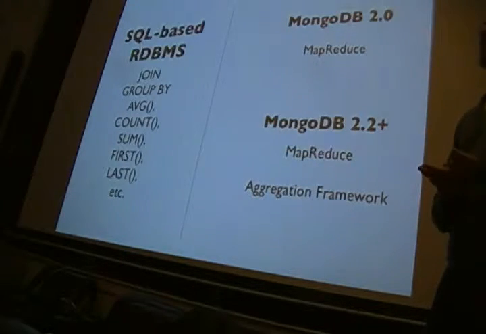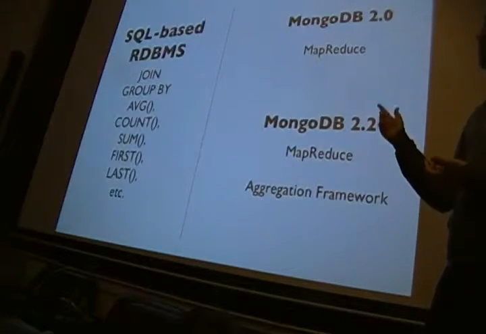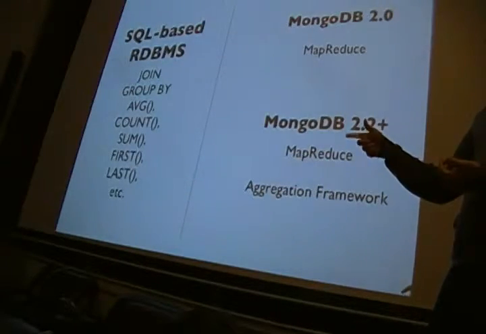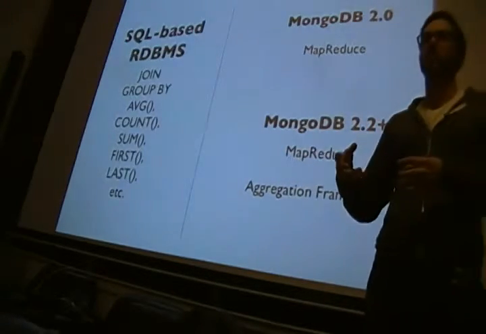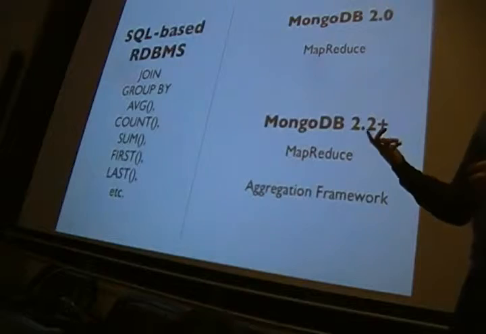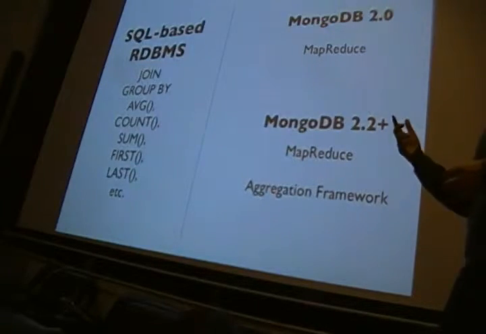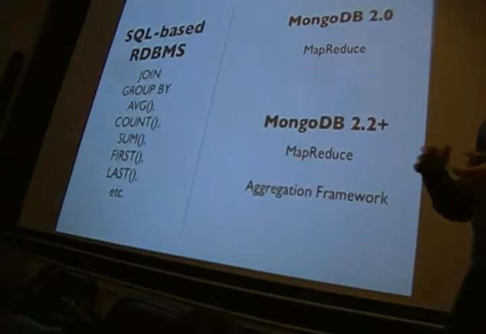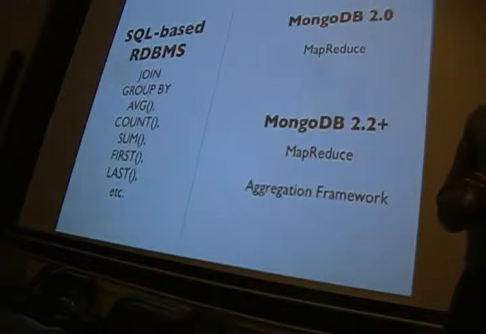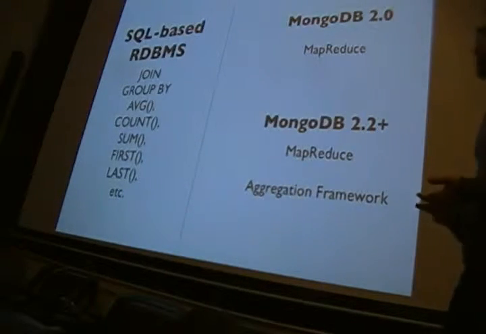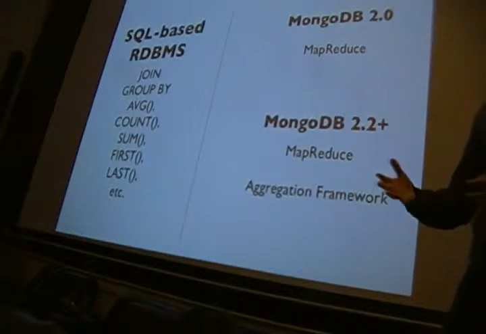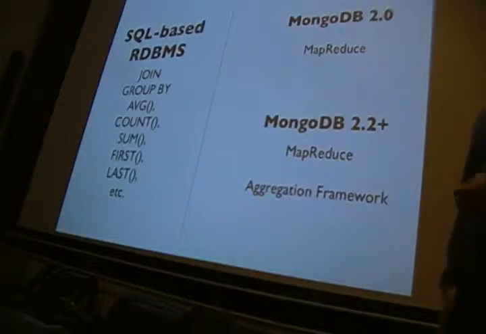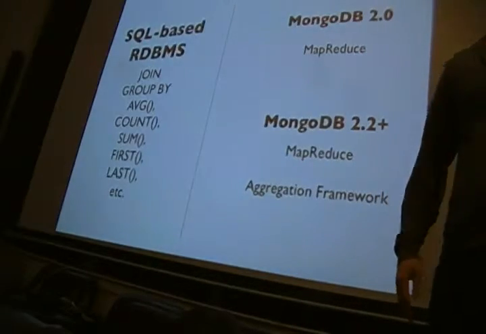In an RDBMS, you're used to doing things like join, group by, average, count, sum, first, last, various functions that you can mix into your SQL queries to do aggregations. In Mongo version 2.0 and previous, the only option to do things like that was MapReduce. MapReduce still exists, but as of 2.2, we have a new feature called the aggregation framework, which can make it easier to do a lot of this stuff without having to write MapReduce code.